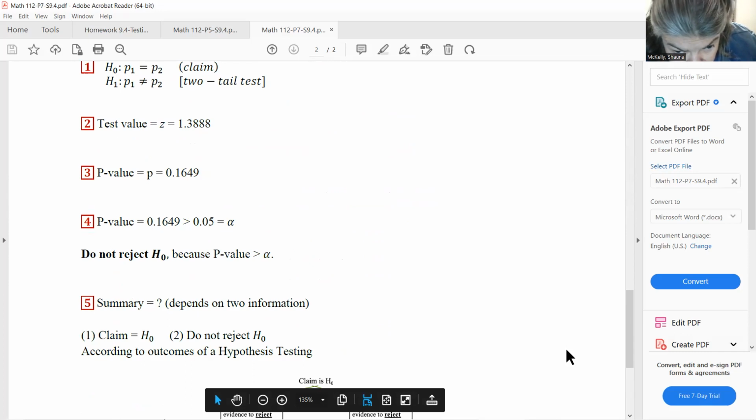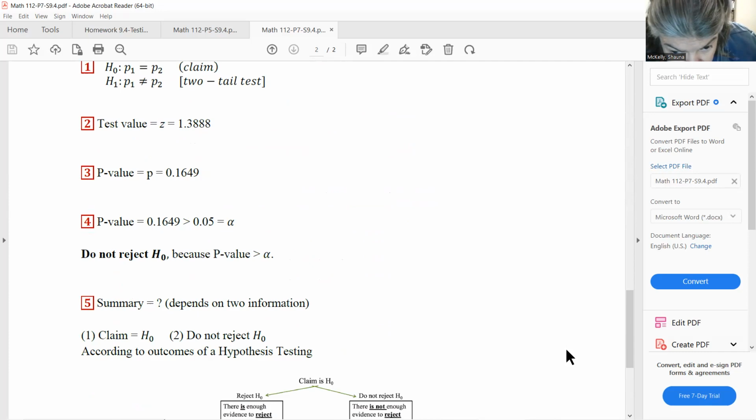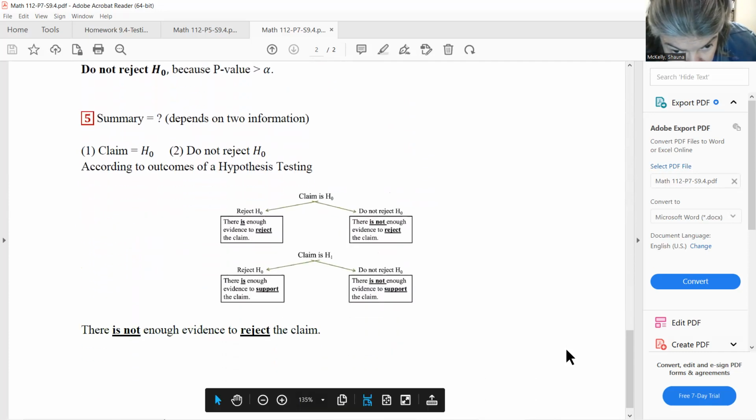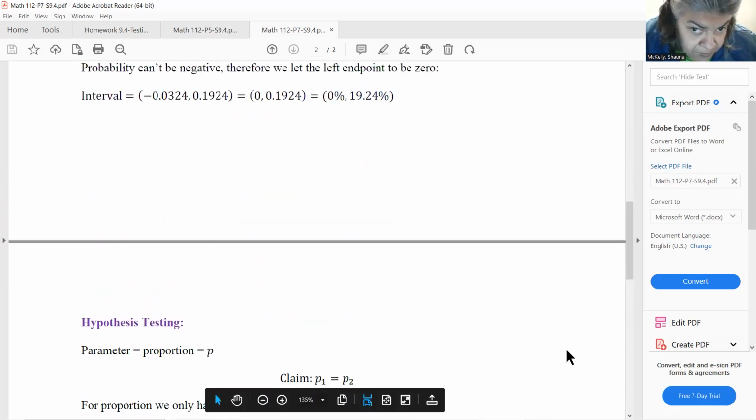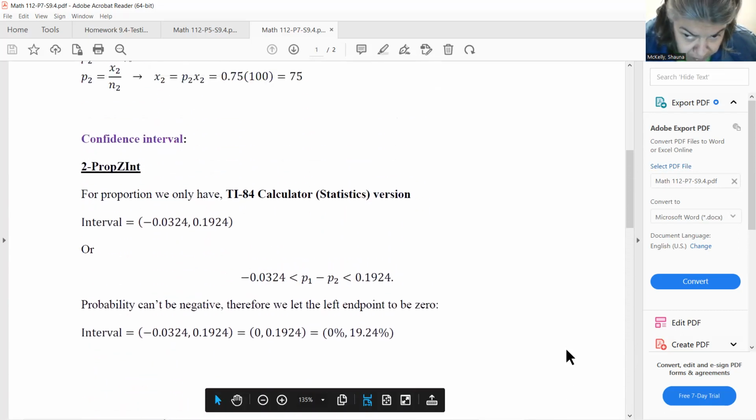Okay, right here. Claim is H0, do not reject it. Here's your flow chart. There is not enough evidence to reject the claim. Okay. Now, the next thing she wanted us to do was a confidence interval. And this is something that I haven't shown you too much of.